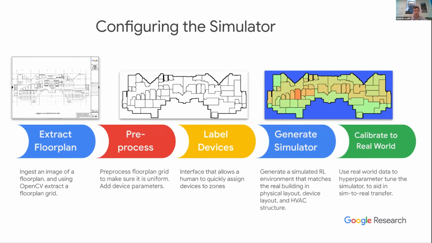We then have a graphical user interface where a human labels all the devices, because the device locations are not found in the floor plans. That basically just means you have a list of devices and you match which devices are in each room. Finally, once you've gone through that process, which I mentioned takes around 3 hours, we now have our configured simulator, and the final step is calibrating it to the real world using data, which I will go into now.